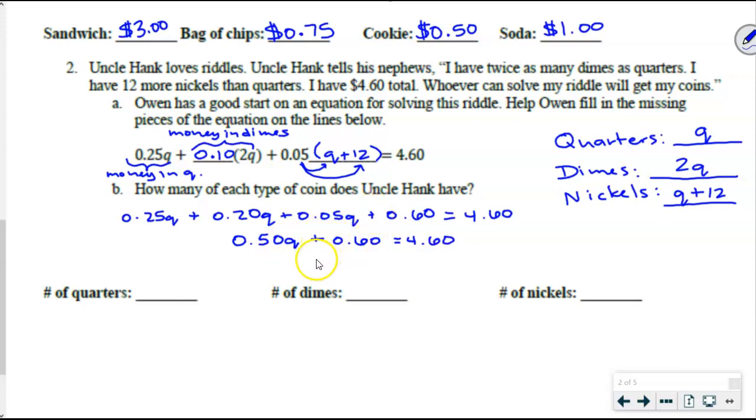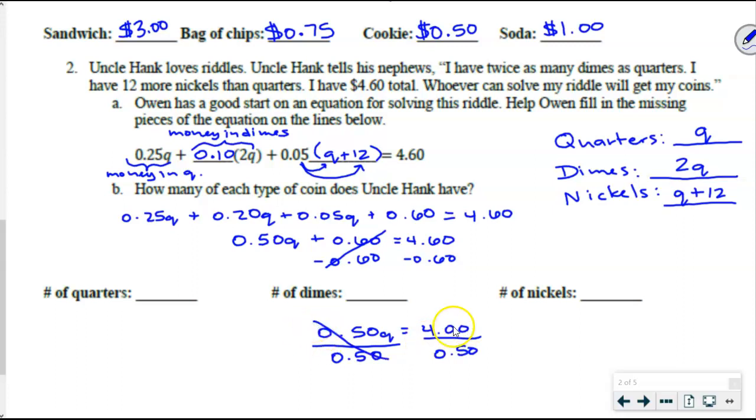So now it's solving time. We subtract 0.60. And that leaves me with 0.50q is equal to, yes, 4.60 minus 60 cents is equal to $4. Again, keeping my 2 decimal places, keeping everything consistent to the hundredths place or to the nearest penny. And now we undo multiplying q by 0.50 by dividing by 0.50.